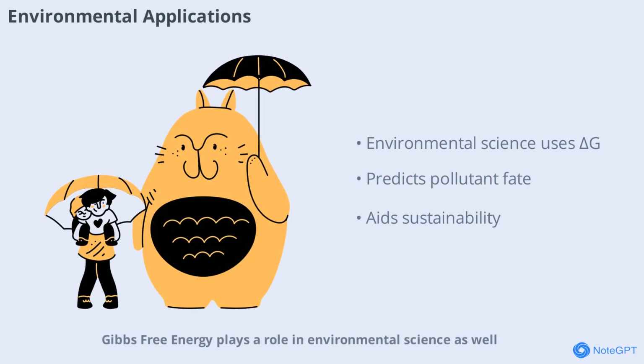Gibbs free energy plays a role in environmental science as well. It helps predict the fate of pollutants, the efficiency of waste treatment processes, and the feasibility of renewable energy technologies. By understanding the energy changes involved, scientists and engineers can develop cleaner, more sustainable solutions for environmental challenges.